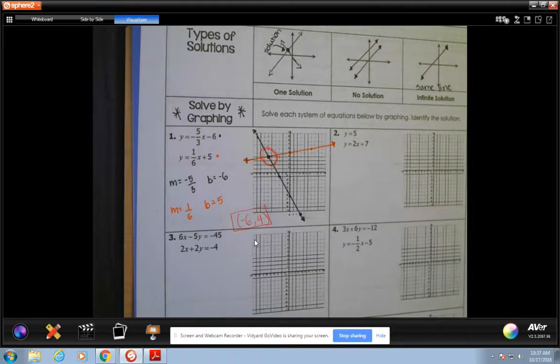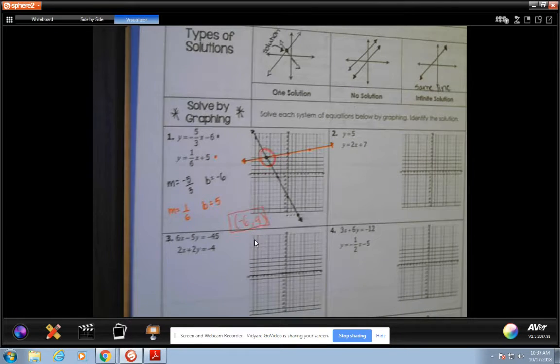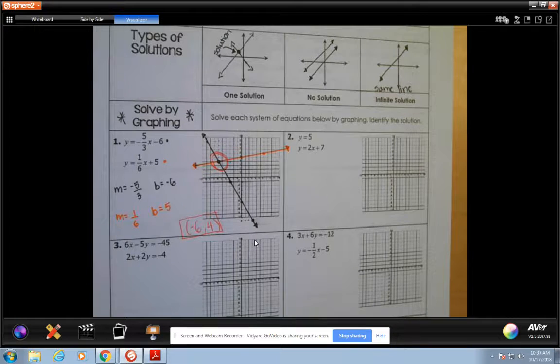So now let's look at the next one, number 2, the next example. And I'm sorry these graphs copied so weird.